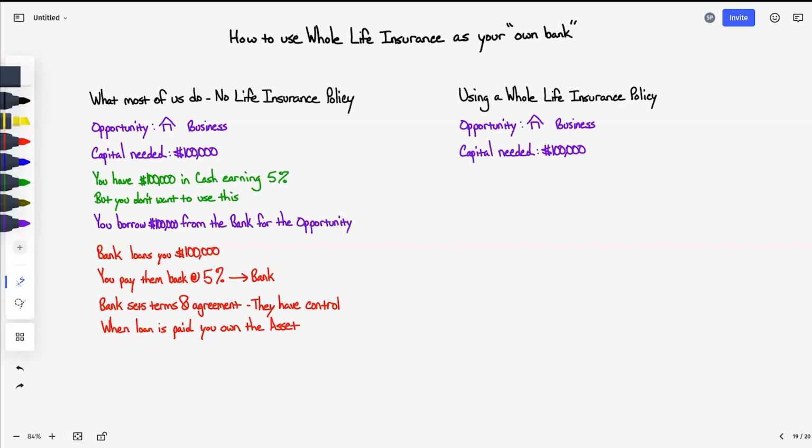Using a life insurance policy, so how does this work? And this has to do with being your own bank, or how people feel that they can use a policy as their own bank, their own source of financing. So I've got the same opportunity. I need $100,000 of capital. And here, we'll assume you have $100,000 in the cash value of your whole life insurance policy. In this example, also earning 5%.